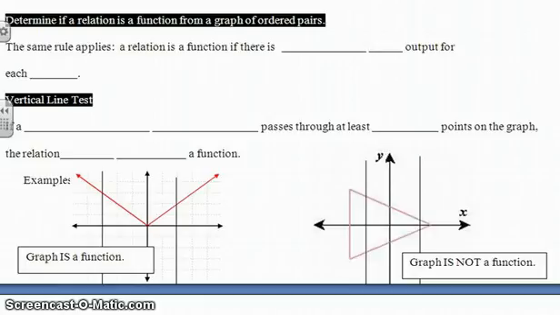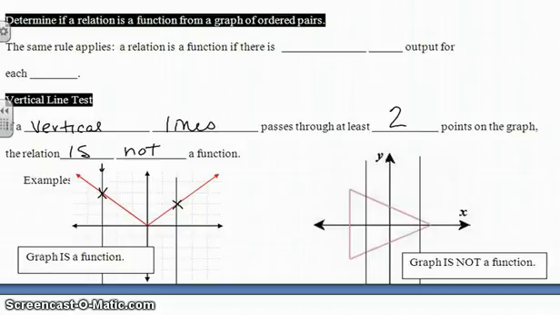Now you probably already have this down on your note-taking guide, being the stellar students that you are. But if we drop a vertical line on a graph, and it passes through at least 2 points on that graph, the relation is not a function. And all that means is take your ruler and a pencil and drop a vertical line like we have right here and see if it crosses our graph more than once. If each vertical line only crosses the graph one time, it is a function.